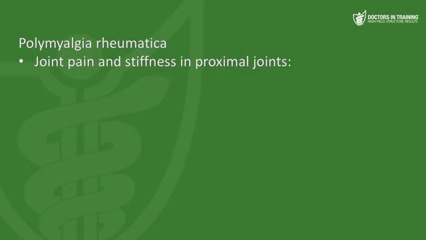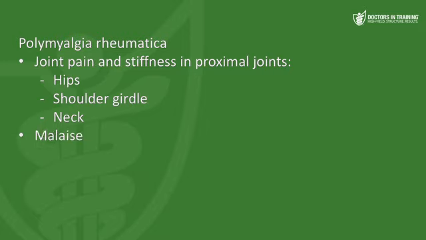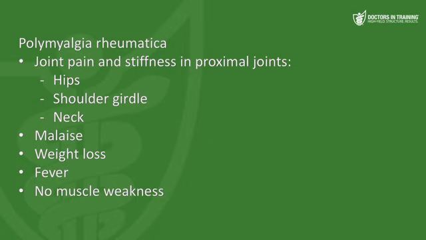Next, we're going to talk about polymyalgia rheumatica. And since it's called polymyalgia, you would think this is a muscle disease, but it's really not. It's a type of joint pain. There's joint pain and stiffness in the proximal joints, the hips, the shoulder girdle, and maybe the neck. And then polymyalgia rheumatica is a systemic disease, so it's often associated with malaise, weight loss, and fever. But in polymyalgia rheumatica, there is no muscle weakness.